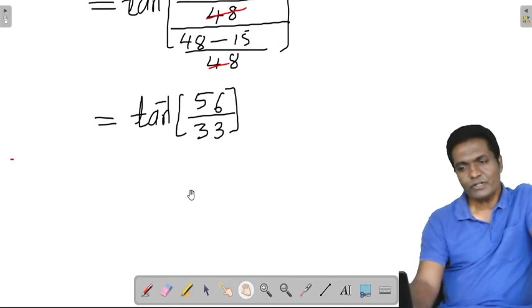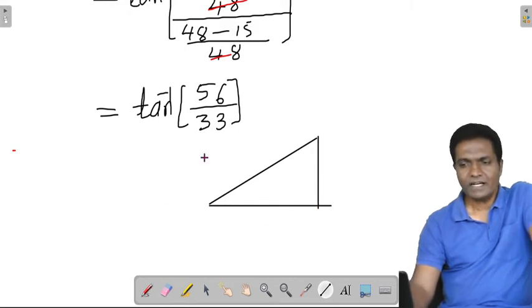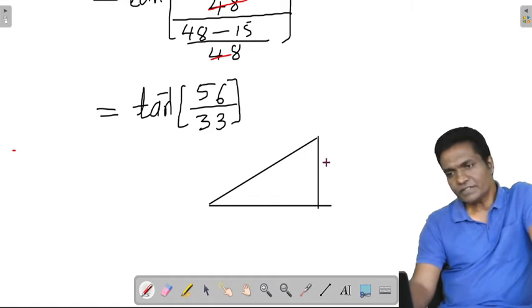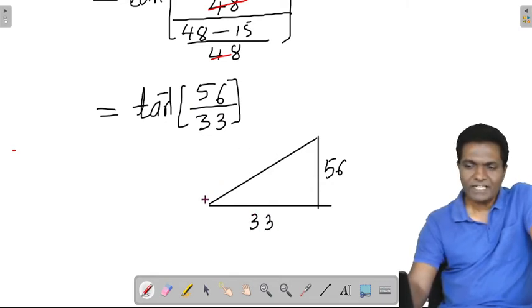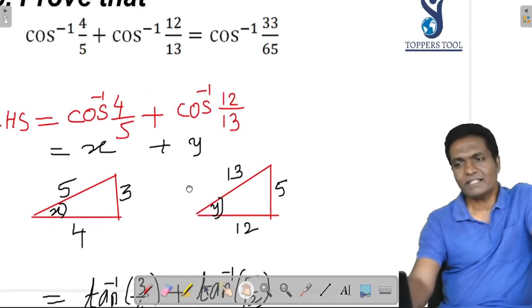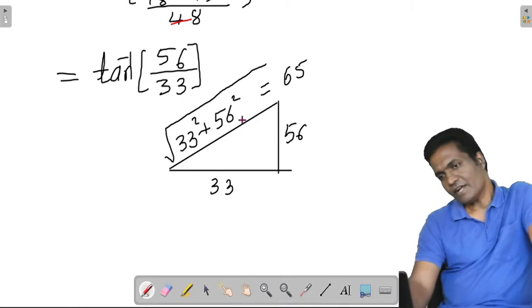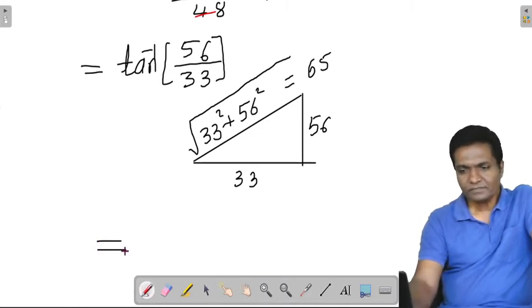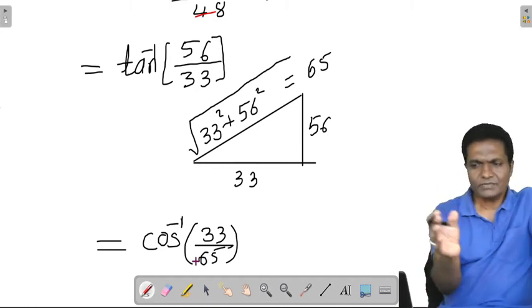Cos inverse. Again, you need to draw one right angle triangle with this. So this is your right angle triangle, and from this, tan means opposite, 56, and this is your 33. Now you need to calculate this by Pythagoras theorem: 33 square plus 56 square, and you will get the required result, that will be 65. If you square and add and take square root, you will get 65. So from this you can conclude, in terms of cos inverse, cos is adjacent to hypotenuse, so you can write it as 33 by 65.